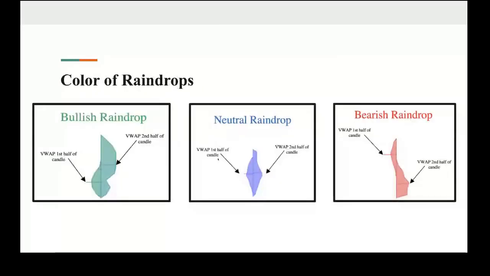One thing to start with is just getting the basics of the colors. The green raindrop is whenever the VWAP for the second half of the period is higher than the first. So you can see that here. The blue raindrop, or the blue doji, is when both of these VWAPs are equal to each other. So it's pretty much like a true volume doji. And then you've got the volume weighted average price for the second half of the period lower than the first half when you've got a red raindrop.